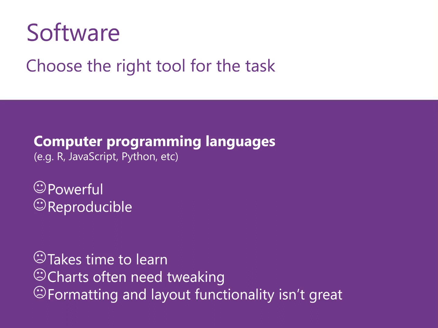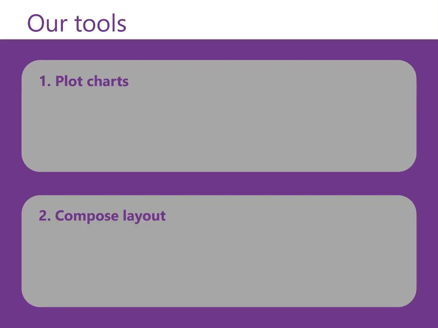So we've covered a bunch of different software options, and now we're going to look at how we use these different tools in NRS. This is what our process looks like in general. So the first step is that we create the charts, and then the second step is we'll bring those charts together with other elements like text and images to create the final layout.